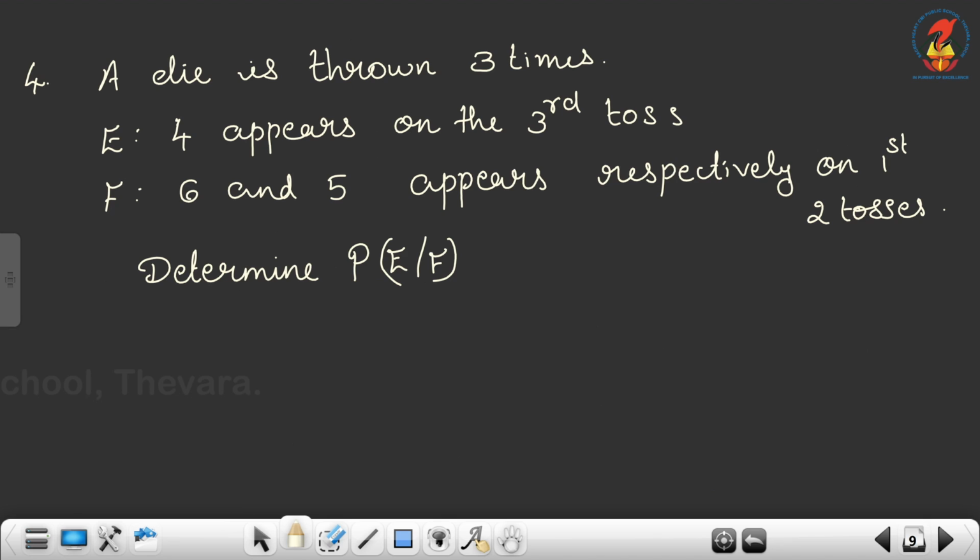Now the next one. A die is thrown 3 times. E be the event, 4 appears on the third toss. A die is thrown 3 times. So you have to write it as a triplet. E means 4 appears on the third toss. So the last number is 4. F means 6 and 5 appear respectively on the first 2 tosses. Determine P of E given F.